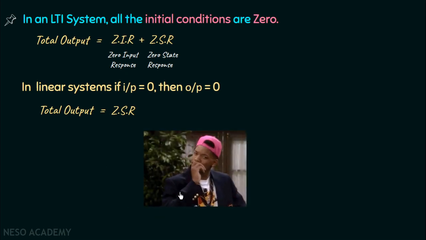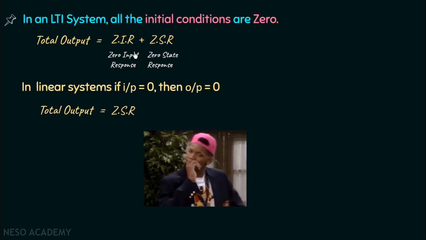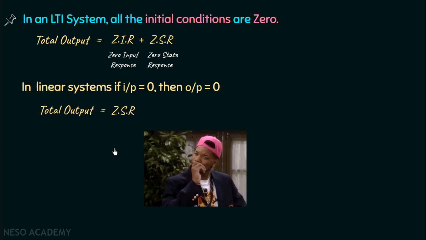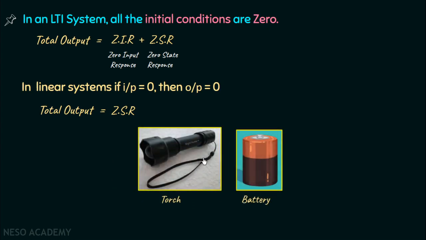Now you must be thinking how we can get the output without applying the input, or what is the significance of this zero input response. So let's understand this with the help of an example. We all have torch lights in our homes, and these torch lights run on batteries. The capacitors present inside the battery have charges stored in them, which is the power source for this torch. And in this case, we are not applying any external input to this system. So the charges present inside the capacitor of the battery are kind of an initial condition of this particular system, and they are providing a zero input response because we are not providing any external input.